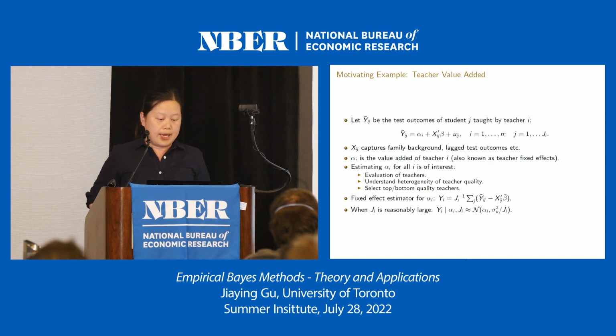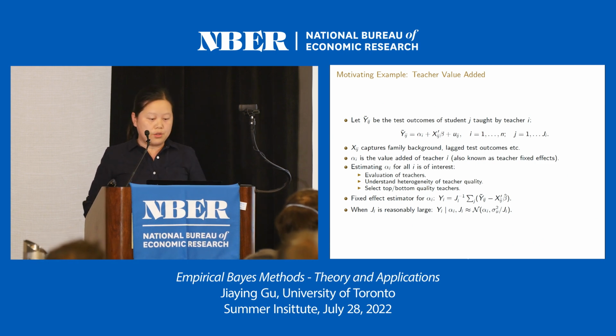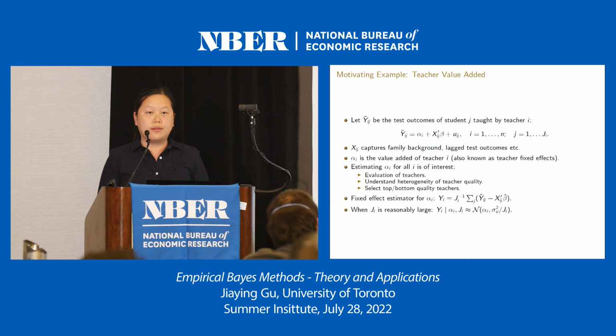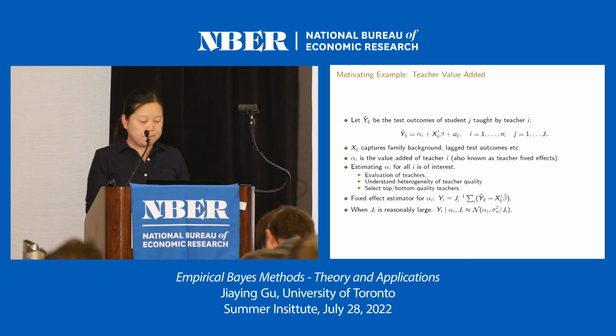And alpha_i is the so-called value-added of teacher i. In the classical panel data literature, this would be nothing but the teacher fixed effects. Our goal, and that will be the focus of today's lecture, is trying to estimate the whole vector of alpha_1 to alpha_n. Now, we might be interested in this because we want a systematic way of evaluating teachers, or we might be interested in the heterogeneity of teacher quality, or there might be a policy that requires us to select top or bottom quality teachers. So all of that involves estimation of these fixed effects.